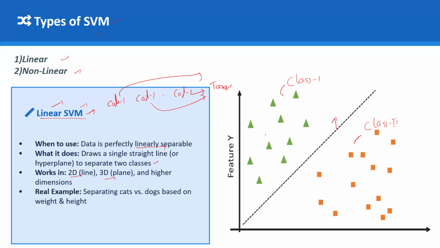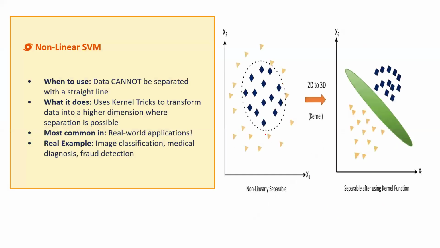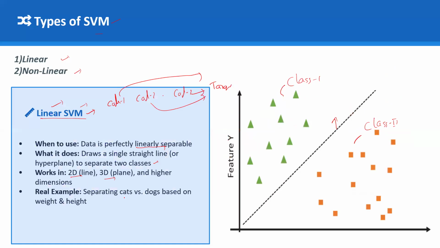Okay, and let's see what exactly the nonlinear SVM is. This is the second one. Generally, in real-time scenarios, we don't have examples like cats and dogs where the data is really simple, right? With simpler data, you can easily separate it by using this linear SVM.